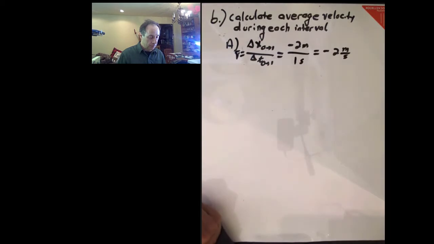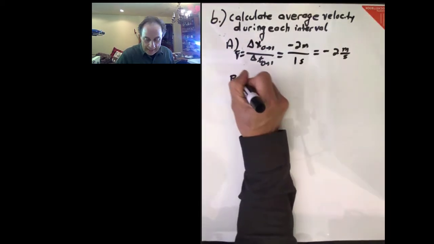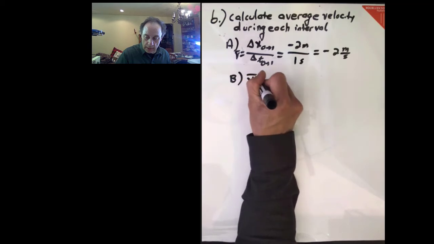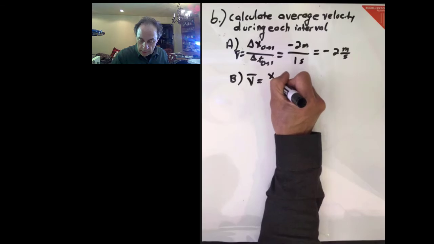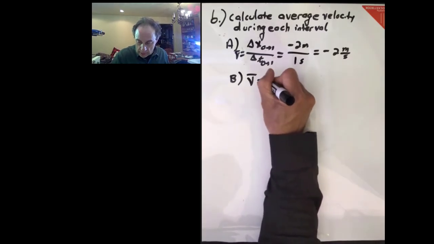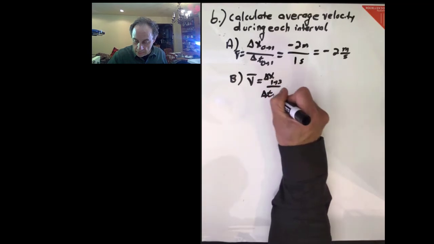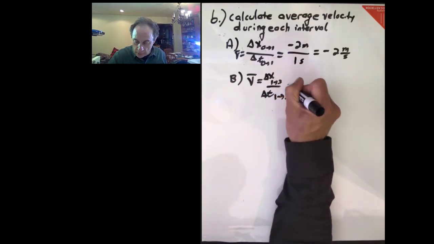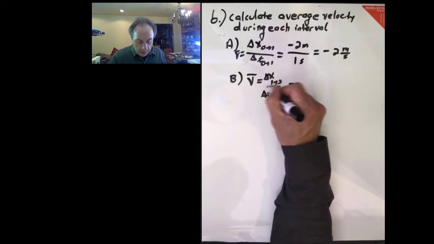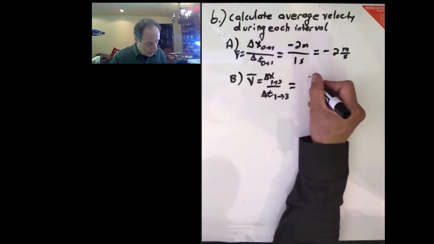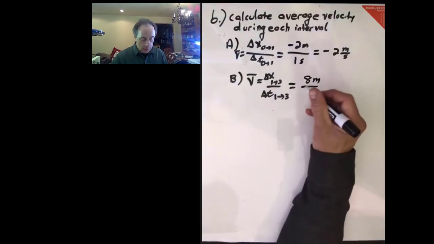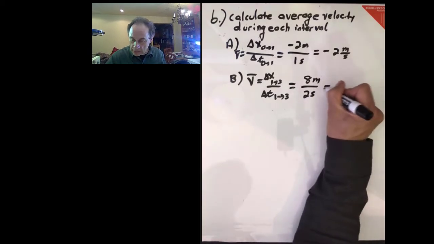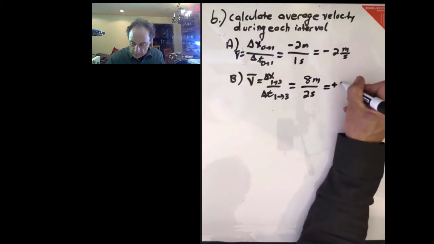Velocity average. Part B, exactly the same thing. Average velocity for this one is going to be delta x 1 to 3 over delta t 1 to 3. We found this one, delta x, to be 8 meters. 3 minus 1 is 2, so 2 seconds of traveling time. So that gives us, we don't need the positive sign, but just to make the point, 4 meters per second.